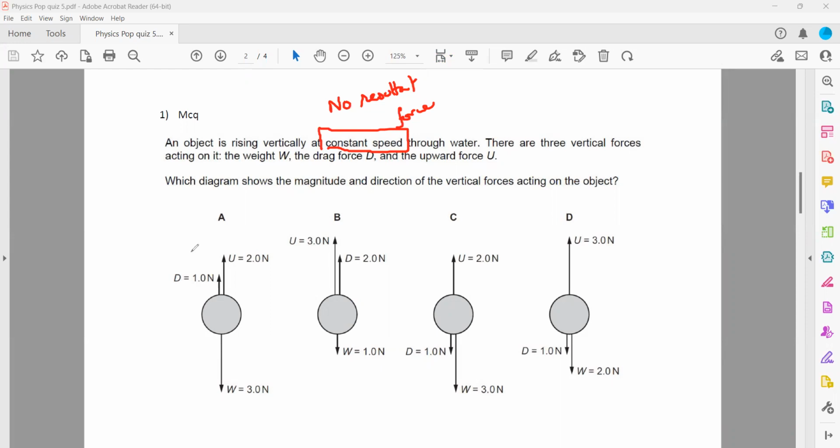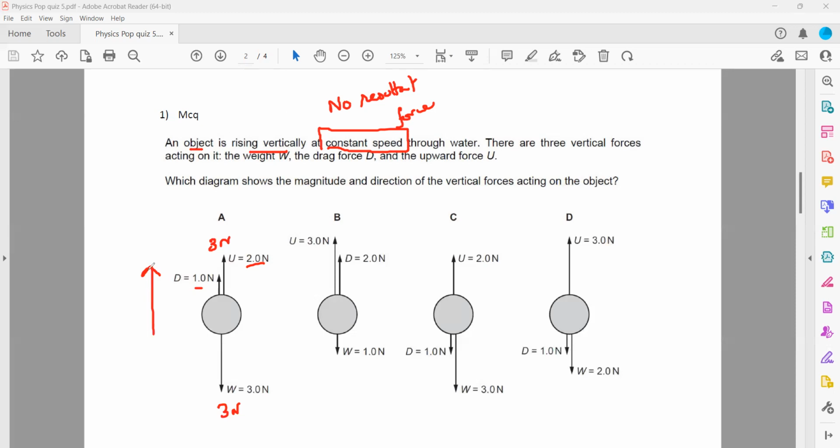So when we check the options, in option A, 1 Newton and 2 Newton are acting upward, so what is the total upward force? The total upward force is 3 Newton. And the total downward force is also 3 Newton. So there is no resultant force. That is one thing. But the second thing is, if you see the question, they mentioned the object is rising vertically. So the object is going up.